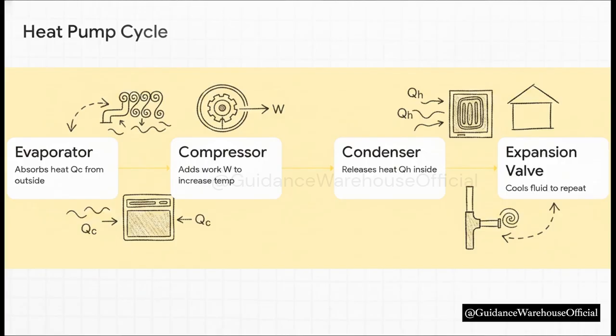Step 2. The compressor squeezes this gas. This takes electrical work, W, and dramatically spikes the gas's temperature. Step 3. This superhot gas moves to the condenser coils inside your house. Since it's way hotter than your room, it releases that heat, QH, warming your house up, and condenses back into a liquid. Finally, step 4, it passes through an expansion valve. This rapidly drops its pressure and temperature, getting it perfectly ready to head back outside and repeat the whole cycle.